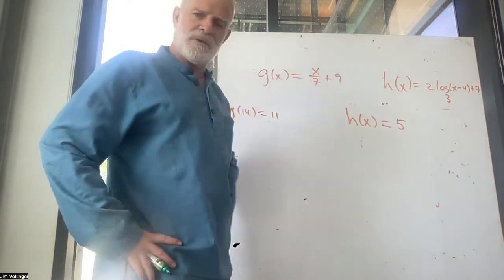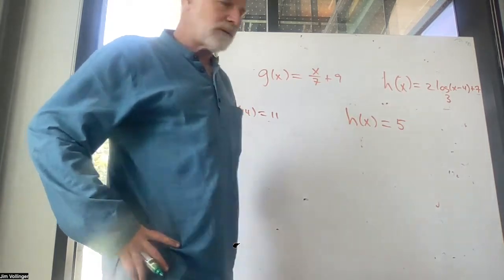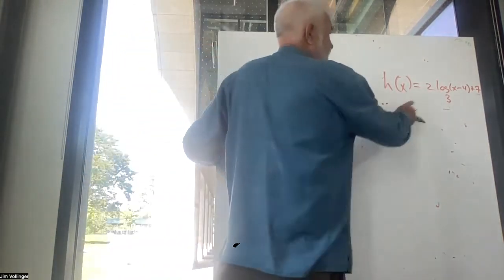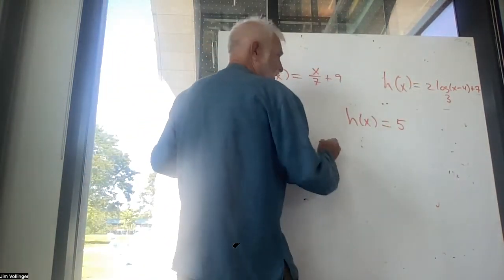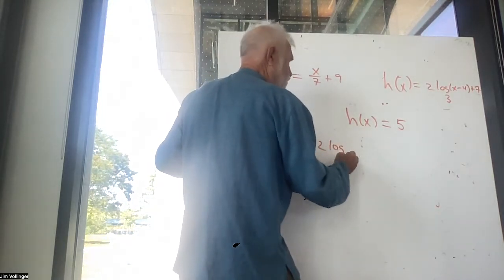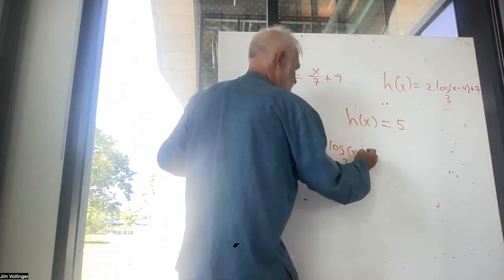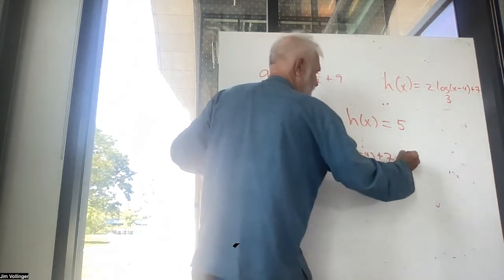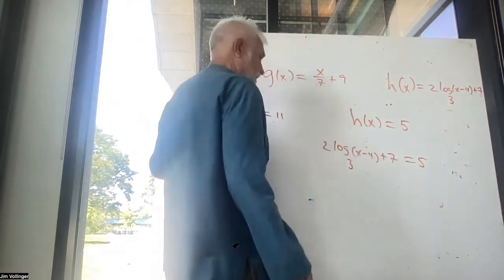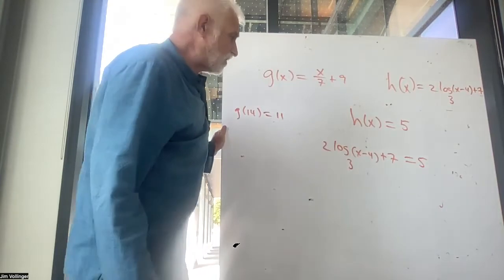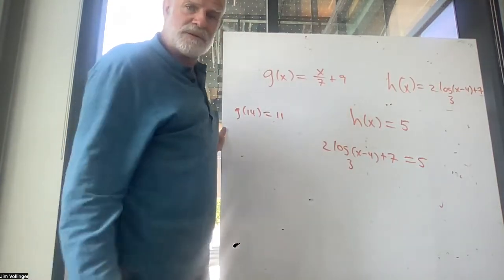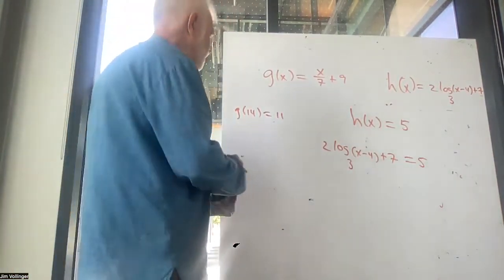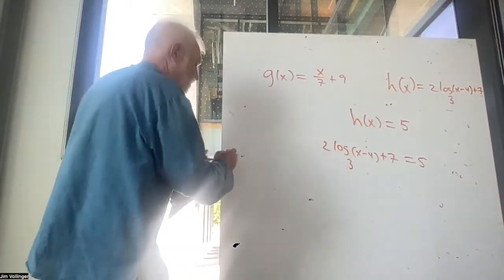So what does it mean to do h of x equals 5? It means to rename this with what I told you h of x was, the calculation 2 log base 3 of x minus 4 plus 7 equals 5. All right, so how do we solve this? A series of inverse operations. So let's do the inverse operations over here for h.